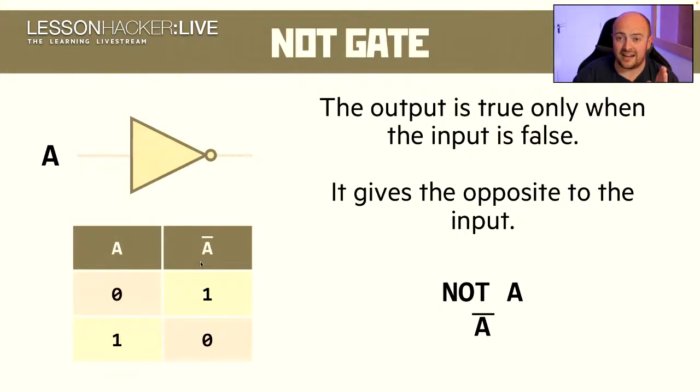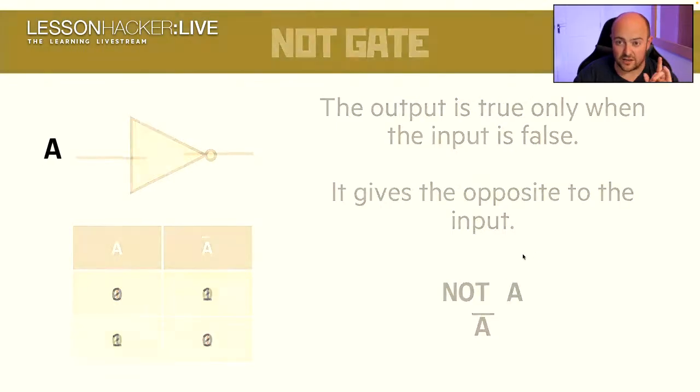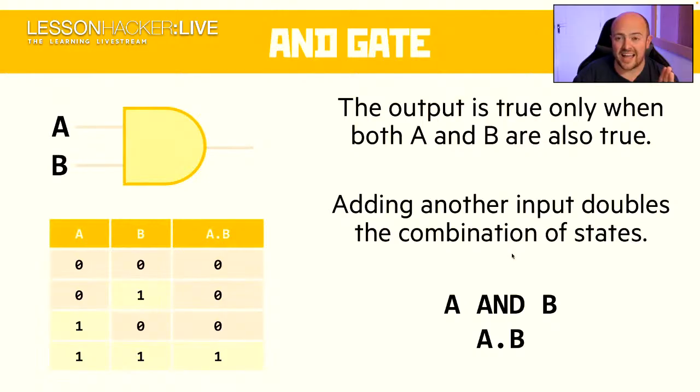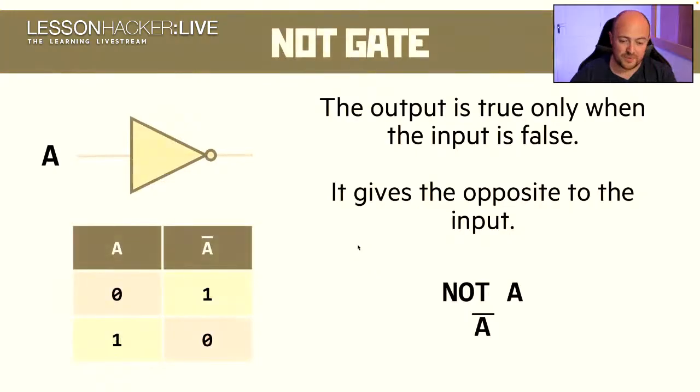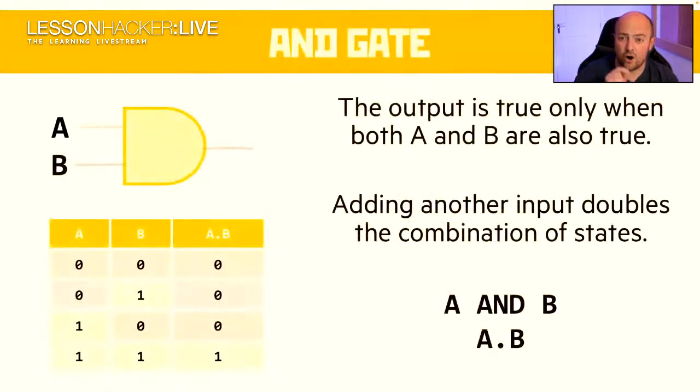If we put a value in, and the values that can go in are 1 and 0, we get the opposite out. So if a 0 goes in, a 1 comes out. If a 1 goes in, a 0 comes out. Worth remembering that, NOT gate. An AND gate has 2 inputs, A and B. It only gives us a 1 out the other side if they are both on as we go into it. So if A and B are on, they're 1s, we'll get a 1 out.